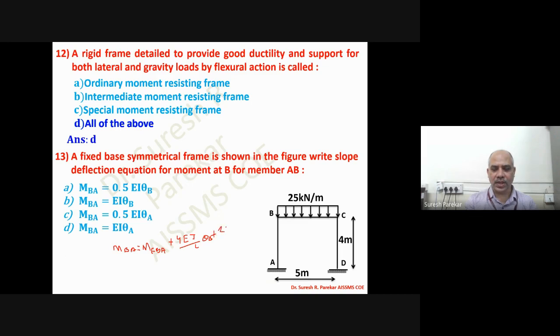And in this, we have theta A that is equal to 0 because we have a fixed end, and MFBA also 0 because we do not have any load on BA. So this term becomes 0, this term becomes 0. So we are going to get 2 by 4, that is 0.5. So option is C. Sorry, MBA we are required. So reverse one, this will be 2 and this will be 4. And then we are going to get 4 upon 4, that is EI theta B. Option is B.